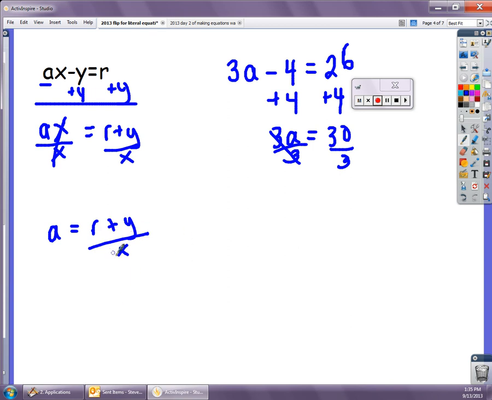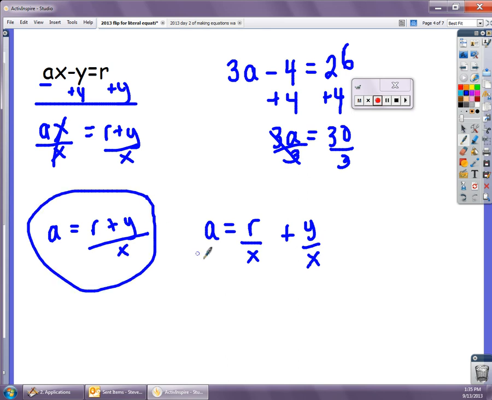Knowing that both things are being divided by x, you could have written it as r divided by x plus y divided by x, but I really think this is the easiest way to do it. And again, we're just remembering how we solve a normal equation. We're doing the same thing, we're just using variables. And we've now solved this original equation for a.